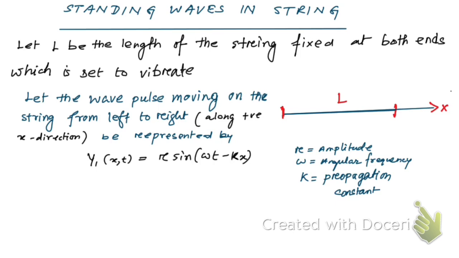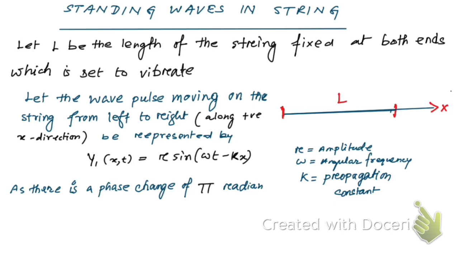And when it is reflected back from this fixed end, there will be a phase change that is equal to pi. When there is a fixed end, and a wave is reflected from that end, there will be a change in phase equal to pi. So here we write that there is a phase change of pi radian.